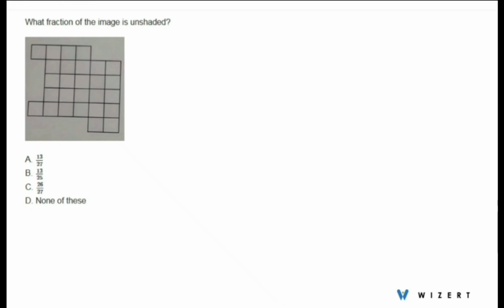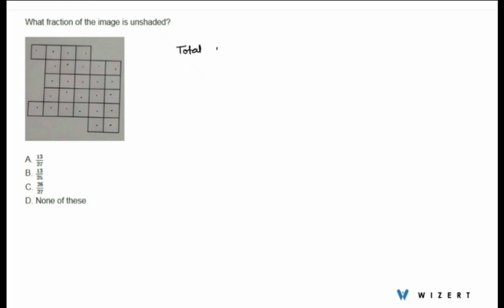We have this question here. What fraction of the image is unshaded? Now, if you observe the given image, there are 1, 2, 3, 4, 5, 6, 7, 8, 9, 10, 11, 12, 13, 14, 15, 16, 17, 18, 19, 20, 21, 22, 23, 24, 25, 26, 27.